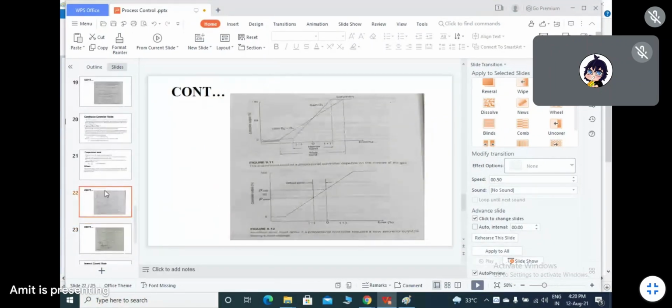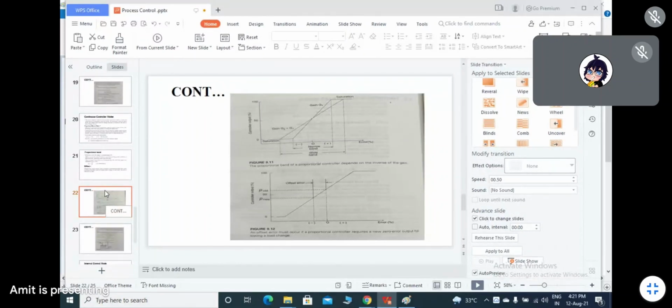Sir, if the system is no longer a unit feedback system, then how will the offset be affected? If the system is not a unit feedback, suppose the feedback is 2, 3 or something like that, as the value will increase, we have to give more offset so that it becomes 1.